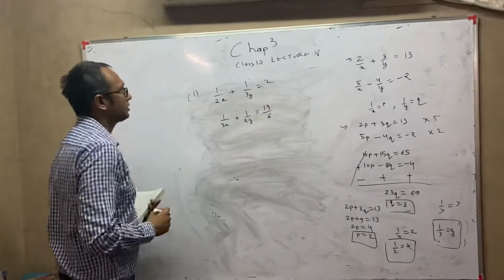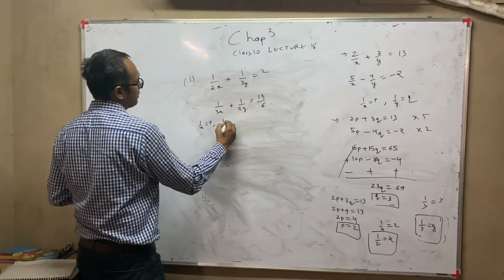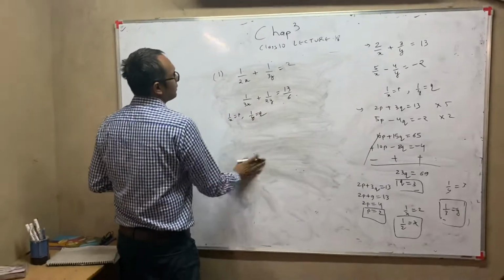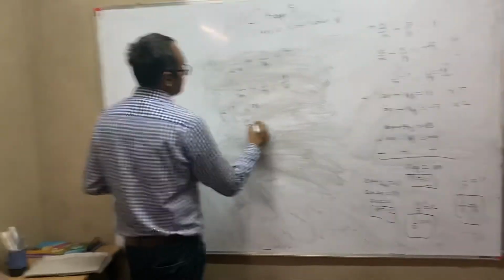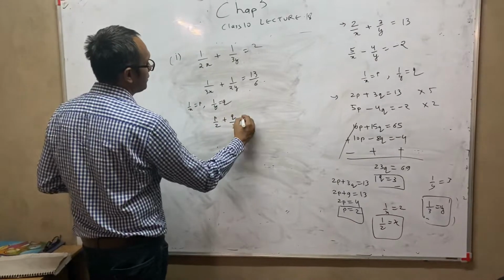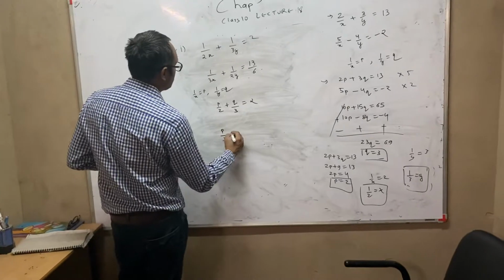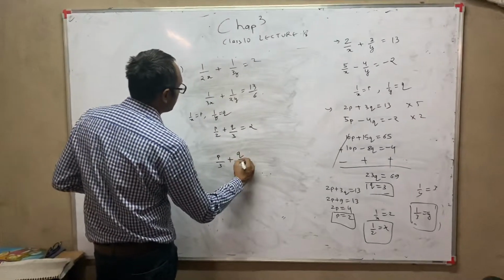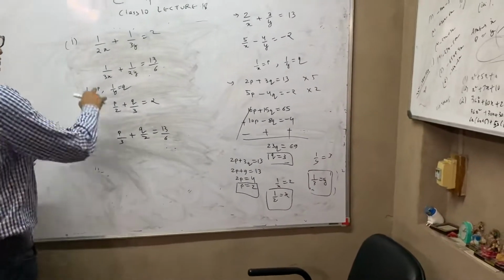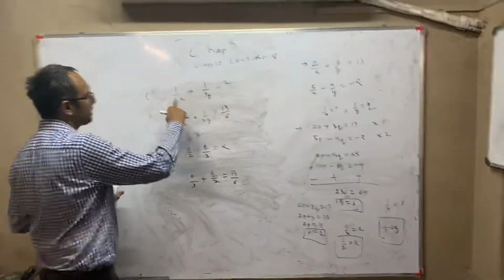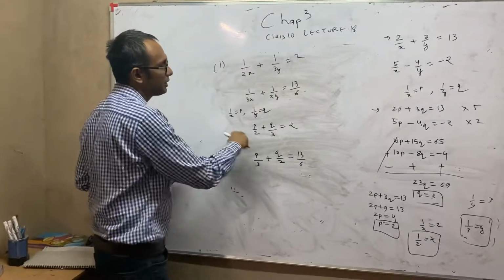Okay, this is the first question. Now here again I will take 1 by x equal to p, 1 by y equal to q. Here, the equation will become p by 2 plus q by 3 is equal to 2, and the below equation will become p by 3 plus q by 2 equal to 13 by 6. It is becoming like this because here the 2 was in the denominator, so when I write p is equal to 1 by x, p will come here, but the 2 will remain here.